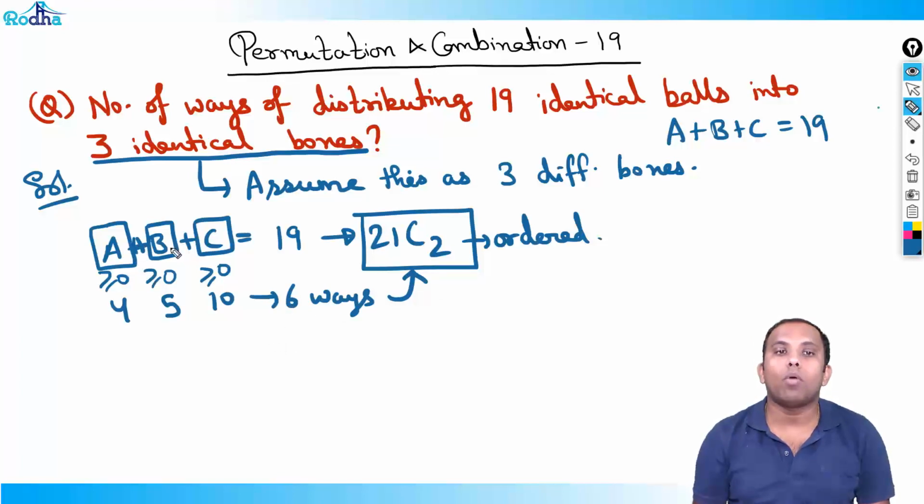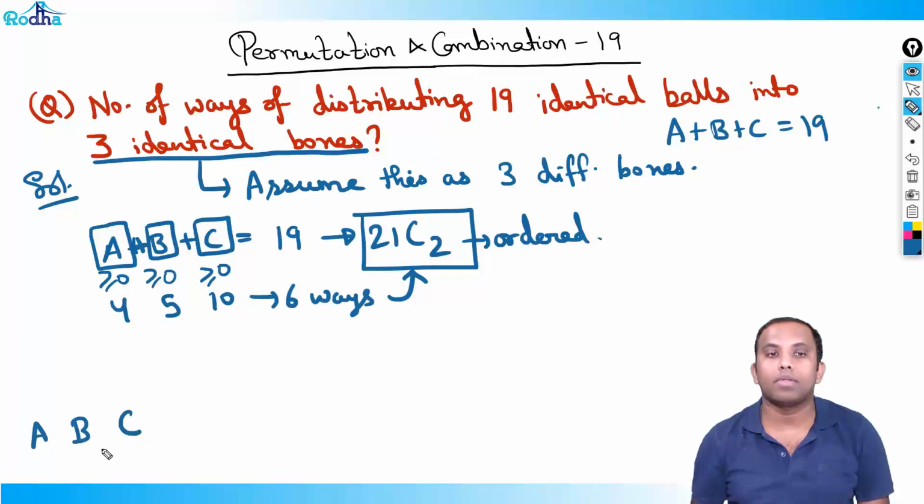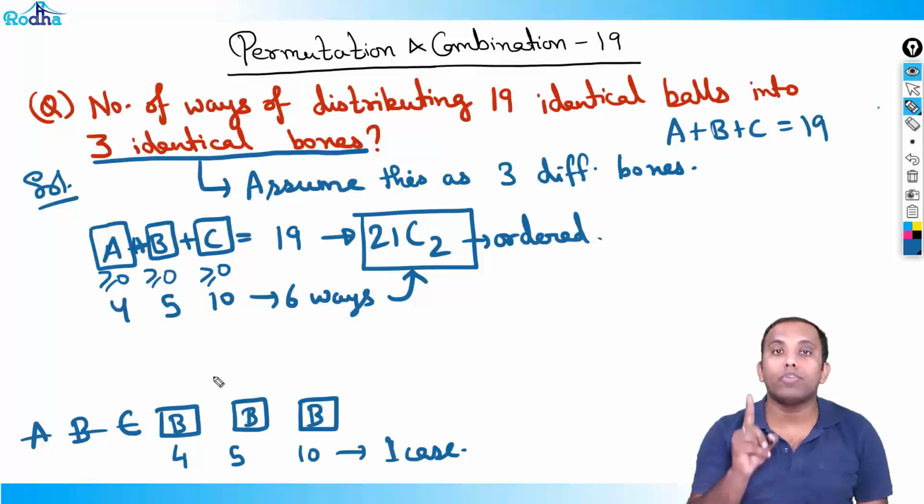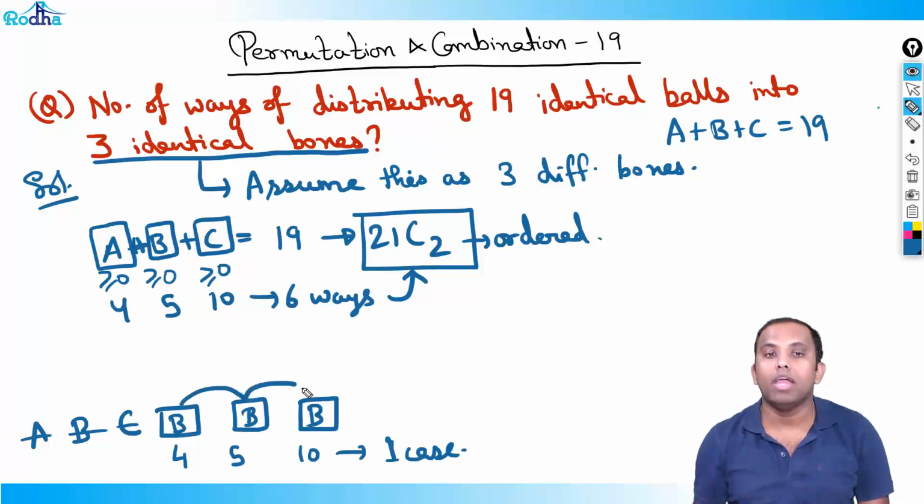But if all these 3 boxes are same, we have discussed this concept in different to similar, when we are forming cases. If A, B, C are same, assume them to be B, B, B. That means 4, 5, 10 will be counted as only one case. If these 3 boxes are same, it will be counted as only one case, but we have counted it in 6 ways, because we have taken the ordered solution, because we have assumed these to be different boxes.